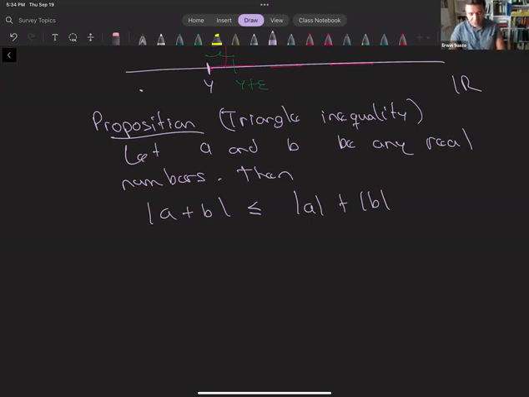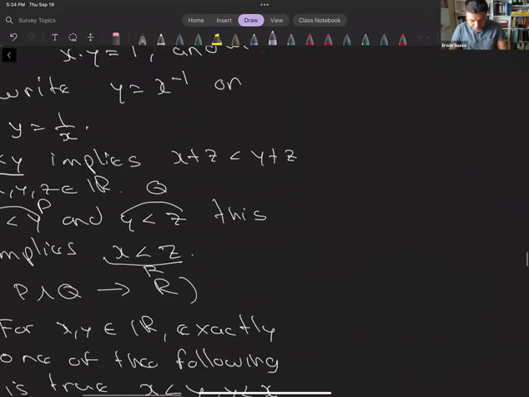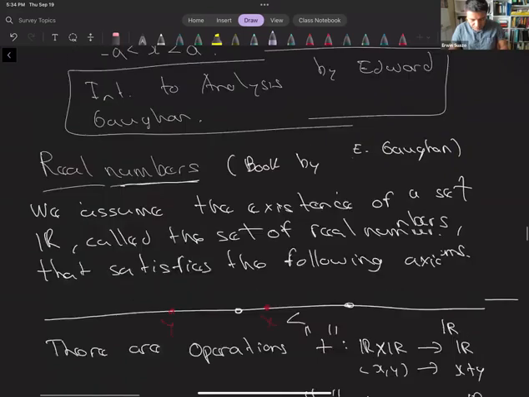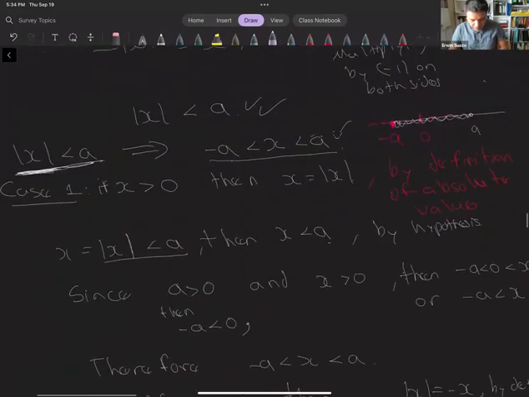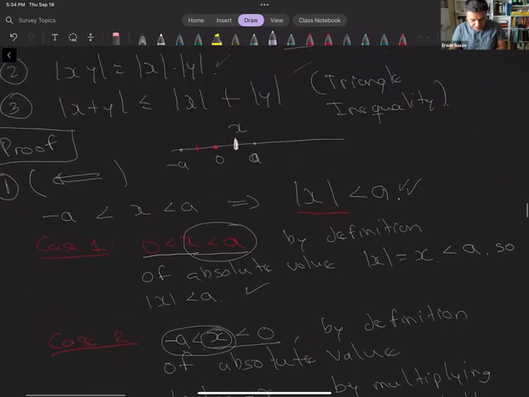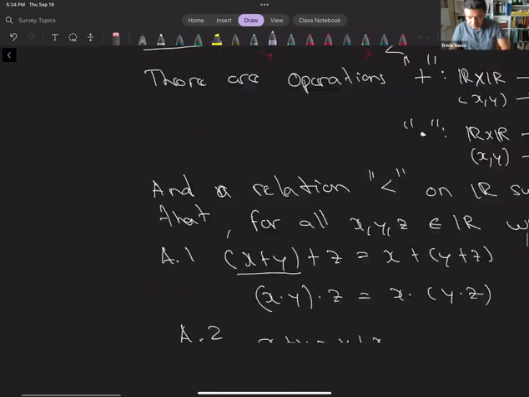So now I assume you really tried to prove this. I'm going to use this proposition we proved before. We will use this statement that we proved before, that the absolute value of x is less than a if and only if x is between minus a and a. So we're going to use that.